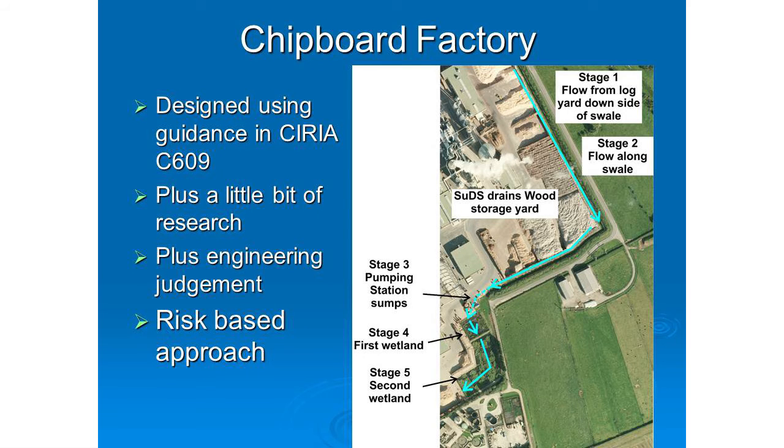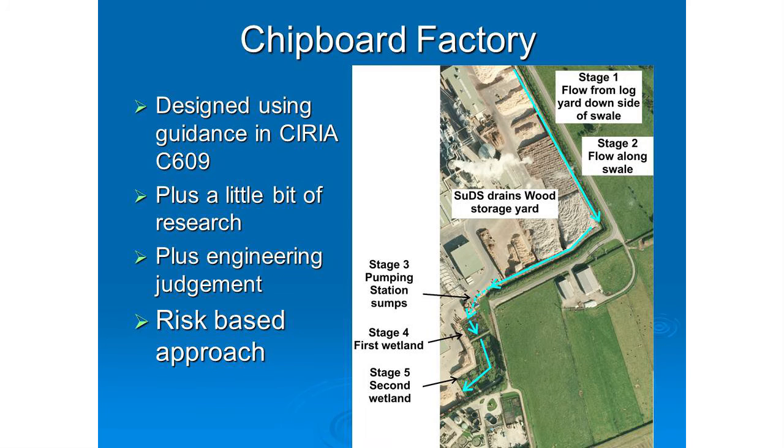This is a chipboard factory that we designed quite a few years ago, a SuDS scheme for a chipboard factory up in Northumberland. And this has been designed using the guidance in C609 on developing a treatment train, plus a little bit of research, because we did have to look at formaldehyde removal, which is not in the list of pollutants. So sometimes, as a designer, it's not there on a plate for you. You have got to go somewhere else and find the information to allow you to do it. There's a bit of engineering judgment, or Steve going, yeah, that's about right.